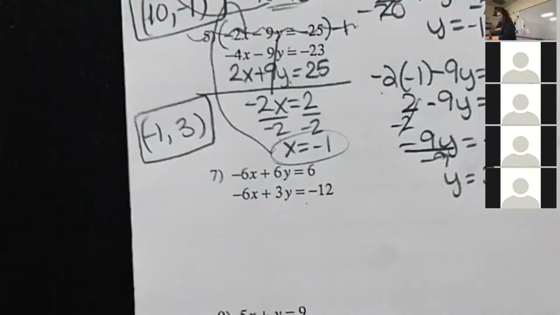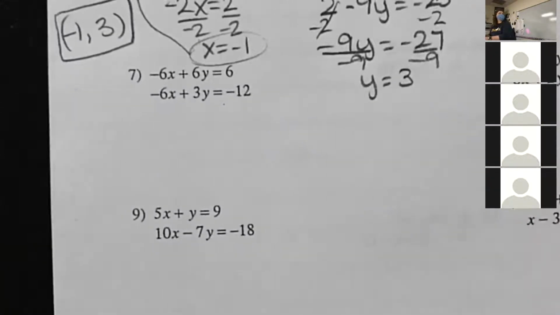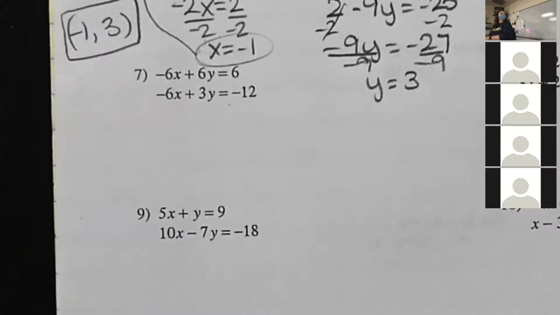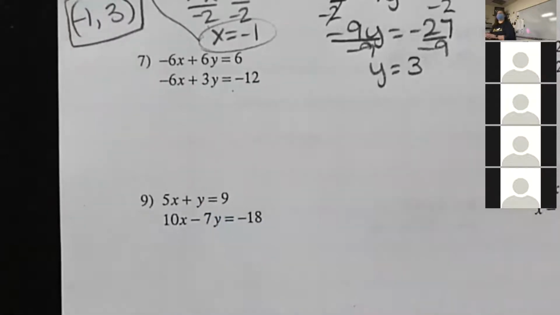So on 7, I see that they're both 6x's. This one? Yeah, we'll get there. Let's do 7 first. Okay, I see they're both 6x's, but I see they're both the same sign. So if I added down, they wouldn't go away. So what do I need to do? Multiply by negative 1. Good.